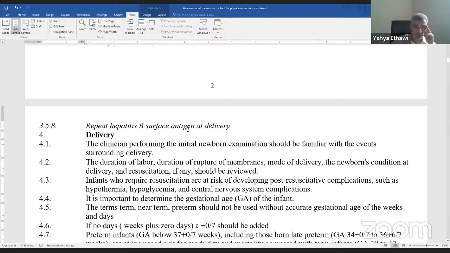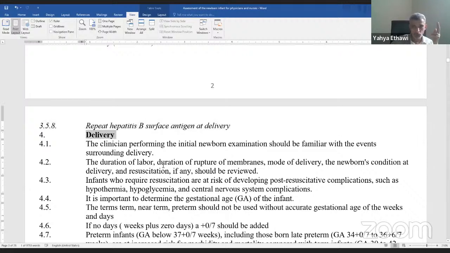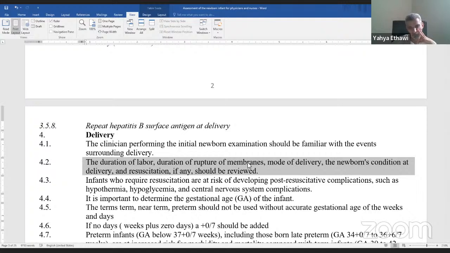Of course, we should concentrate on the need for repeating hepatitis B if the mother is positive. In the delivery, of course, we need to know many things: duration of labor, when the membrane ruptured, and the membrane rupture should be listed by date and time. So the date and time of membrane rupture, the date and time of delivery. So we know exactly, not saying it's a few days or 2 days or 1 hour. It's better to list the dates.